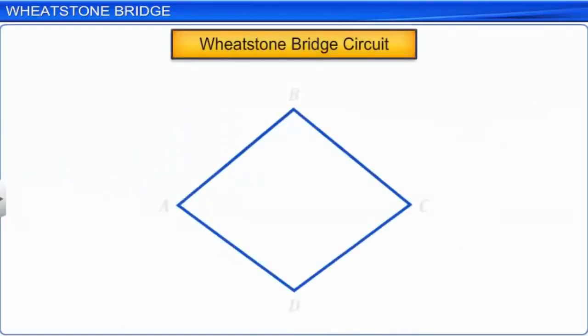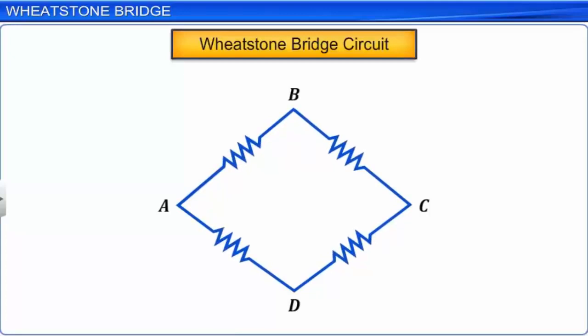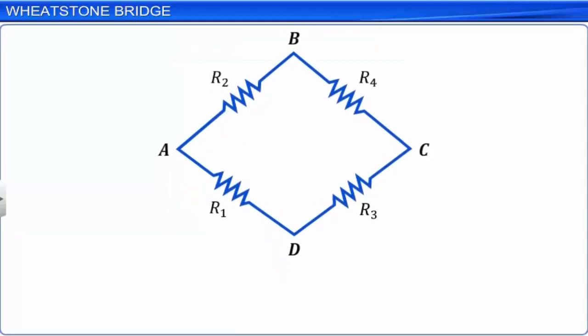The Wheatstone bridge is an electrical circuit shaped like a rhombus ABCD. The 4 sides of the rhombus are made up of 4 different resistors, R1 to R4. Across the vertical diagonal BD of the rhombus, a galvanometer is connected to detect current. Across the horizontal diagonal AC, a cell is connected.